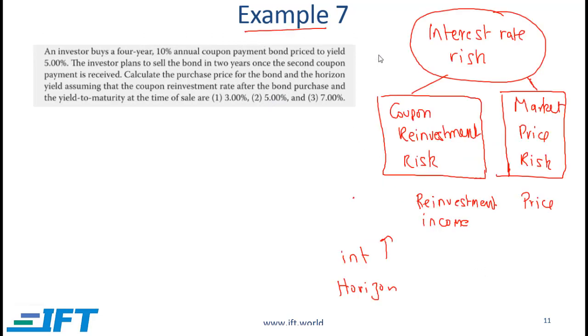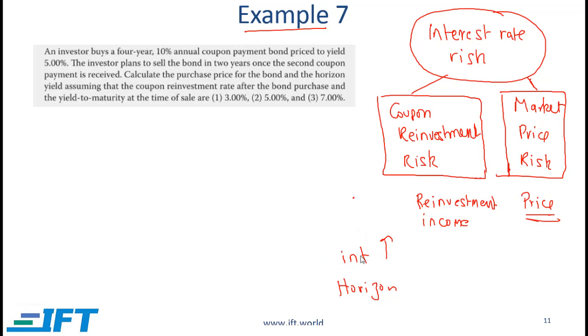Before we talk about example 7, I want to emphasize the main points that we have seen over the last few examples. When we talk about interest rate risk, there are really two components: the coupon reinvestment risk and the market price risk. And these two risks actually offset each other. And here is what I mean. A bond investor has reinvestment income, which is the income from reinvesting coupon payments. And then there is the price of the bond, or the capital gain or loss when the bond is eventually sold.